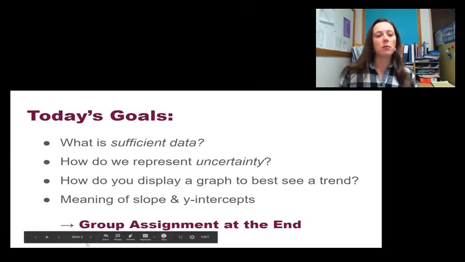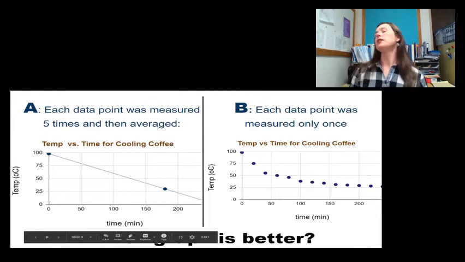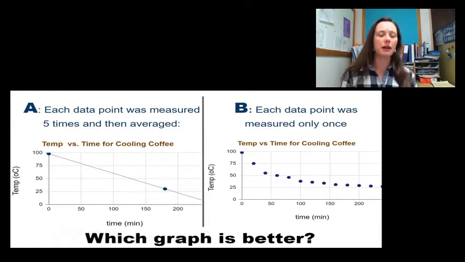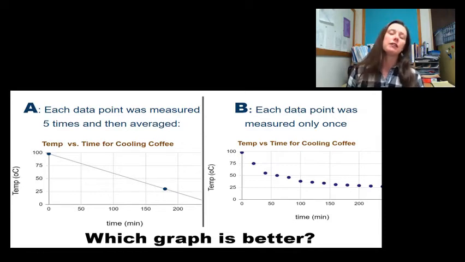So first topic was sufficient data, and we looked at these two graphs. They're looking at the same experiment, so measuring the temperature of a cup of coffee as time goes by. Student A measured 2 different times. They did the experiment 5 times and averaged their results. So they took 10 data points and arrived at this graph where they had averaged their results. Student B only did the experiment once, but they took data at 10 different times instead of 2 different times. Looking at these graphs, which one seems better?